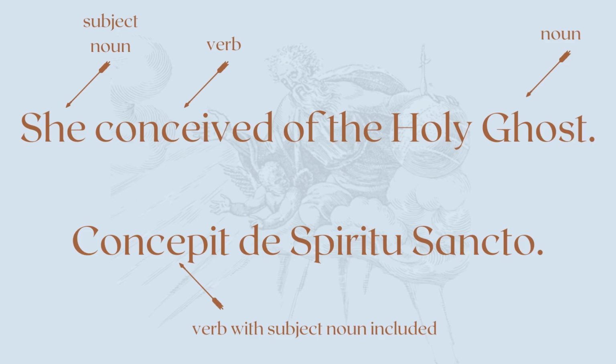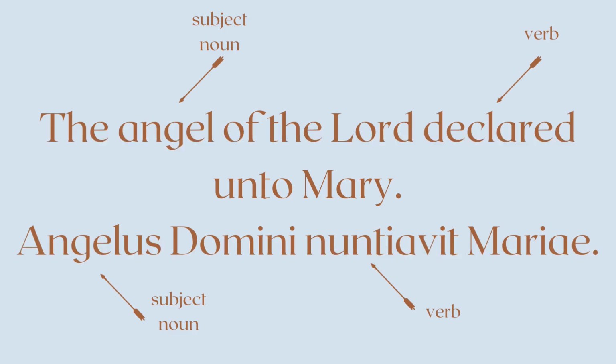Here's another one. The angel of the Lord declared unto Mary, Angelus Domini nunciavit Mariae. The verb is declared. Now we need to ask who or what declared. The answer is the angel declared. So angel is the subject. In Latin, our verb is nunciavit. And the subject is angelus, the angel. So here we have a Latin example with a separate subject noun from the verb.